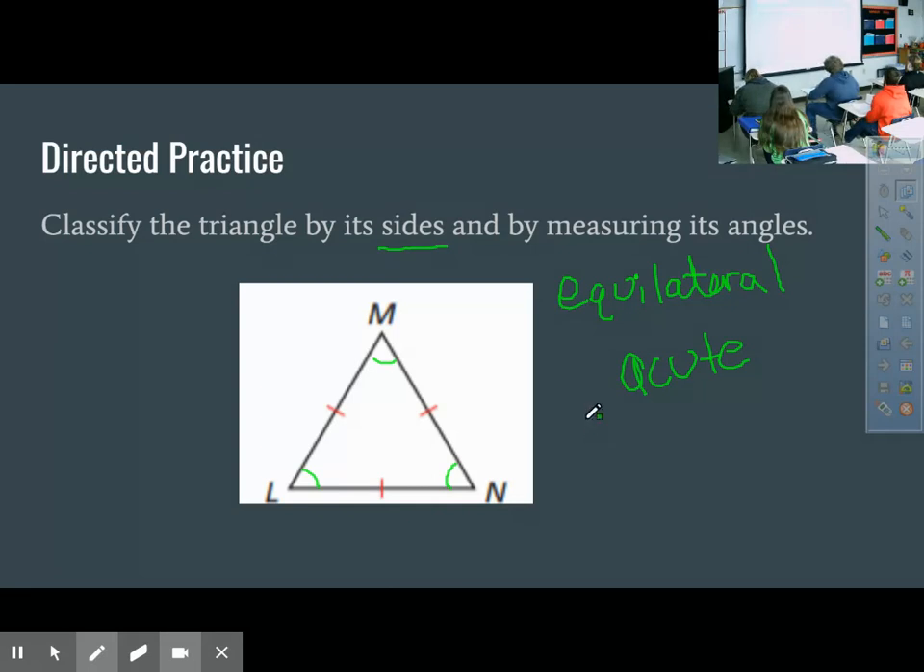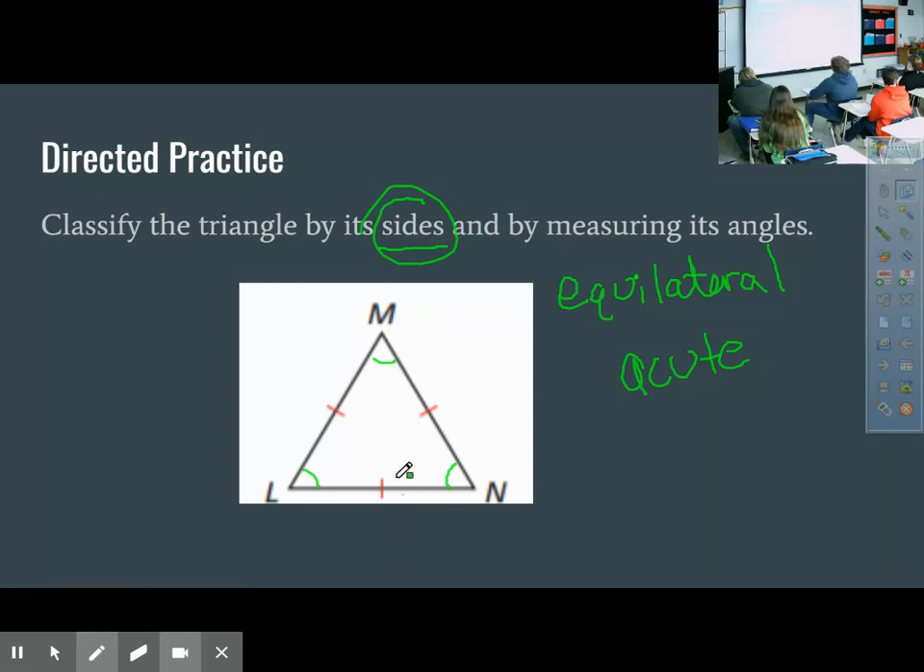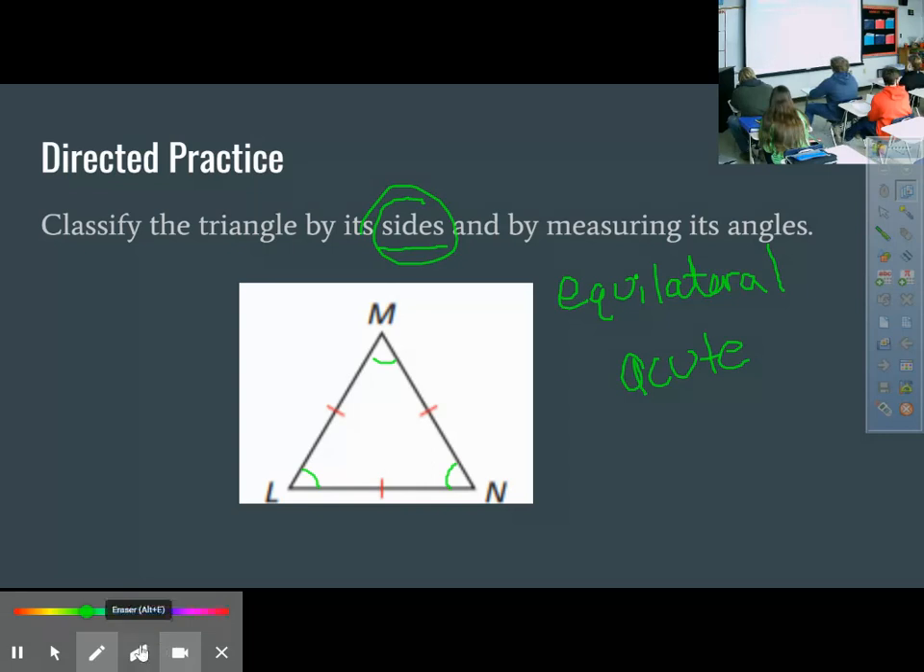There's something else you could call it too. What's another name you could do on this one, based on its sides? Not only is it equilateral, it's also something else. Yeah, it's also isosceles. So these you could consider either isosceles or equilateral, and then based on the angles, you could either say acute or equiangular. Like I said, we haven't talked about the base angles theorem or the corollary to the base angles theorem, so you may not have known that just yet.